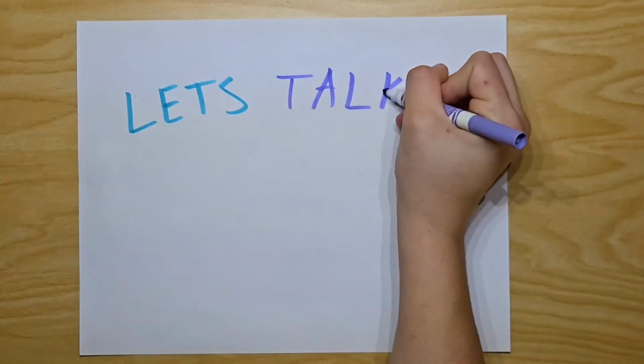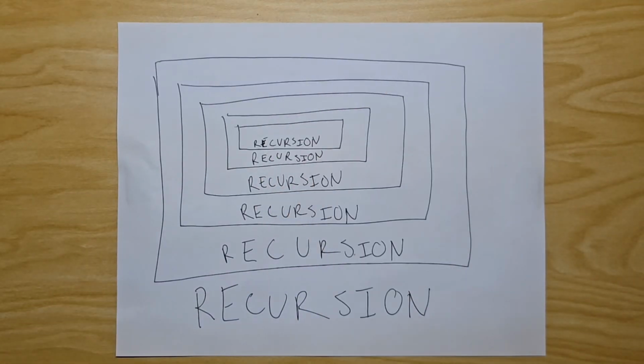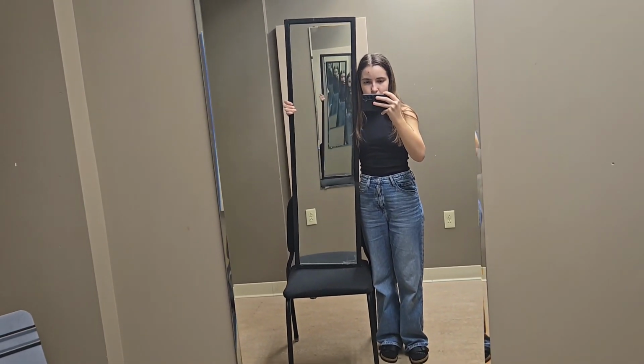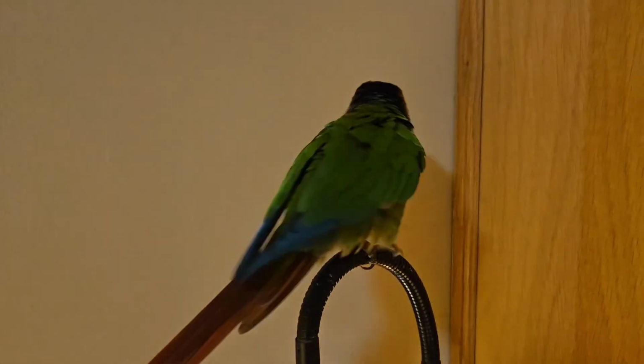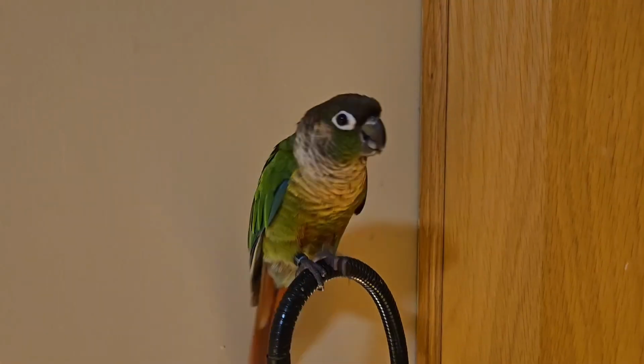So let's talk about recursion, a concept in computer science where a function calls itself. Imagine standing between two mirrors, you see reflections within reflections. That's recursion, a process repeating within itself, shrinking towards a solution. But for it to work well, it needs rules to avoid it from looping forever.